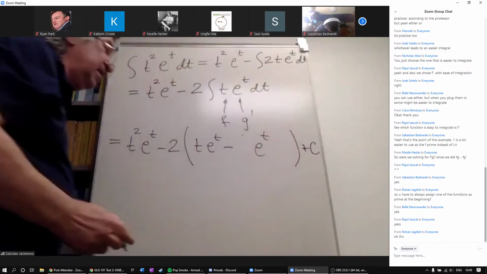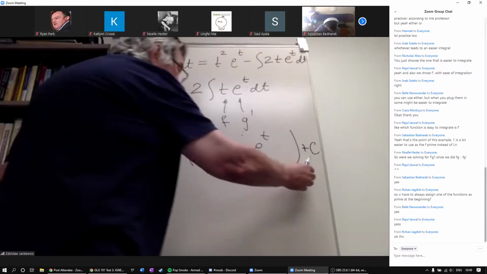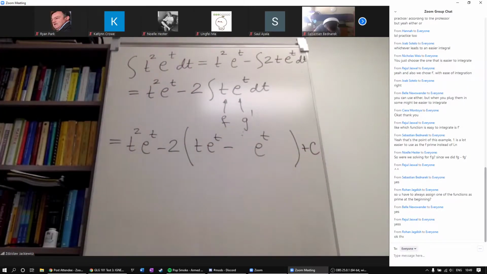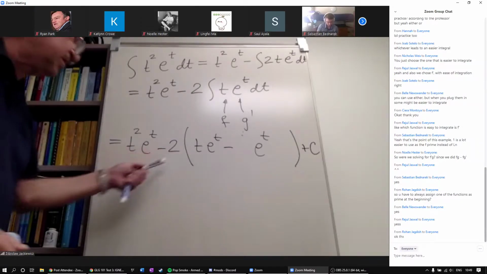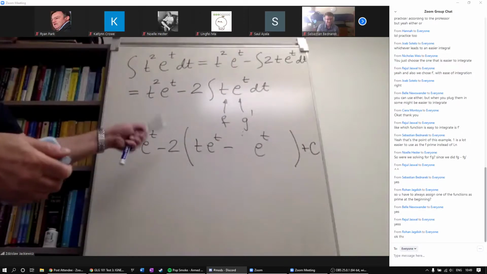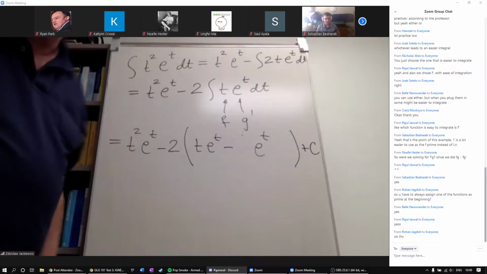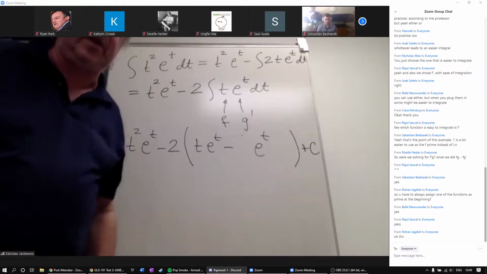Again, as I mentioned, on WebWork, usually this is done for you automatically. So that's the answer. Of course, you can multiply, you can simplify, and so on. But you can put it like this in WebWork, and WebWork should accept it. Okay.